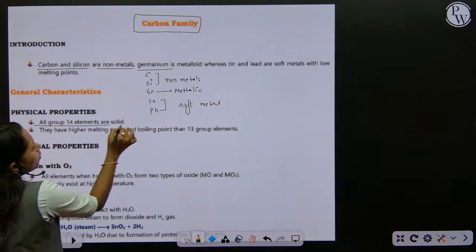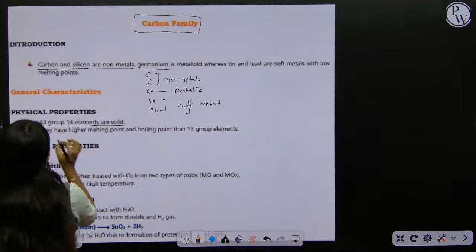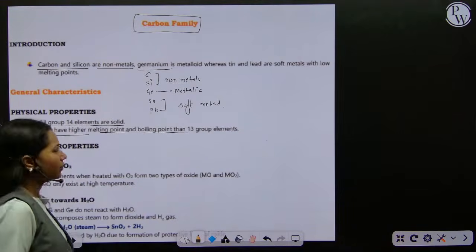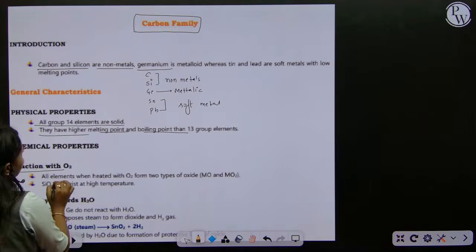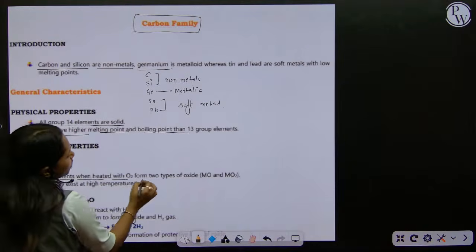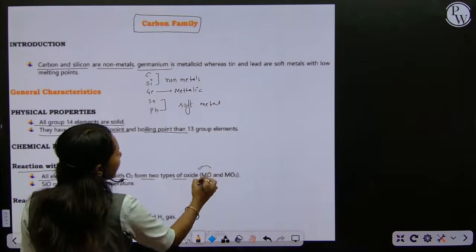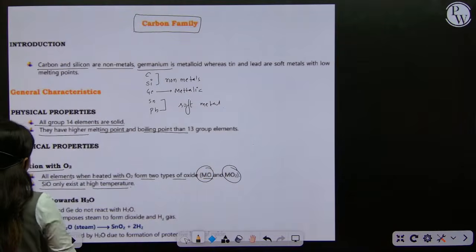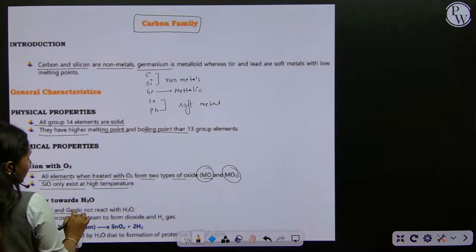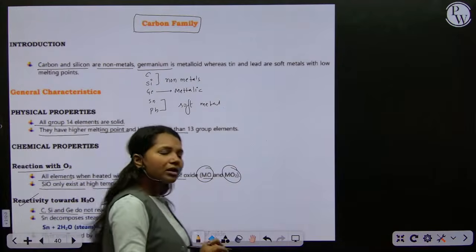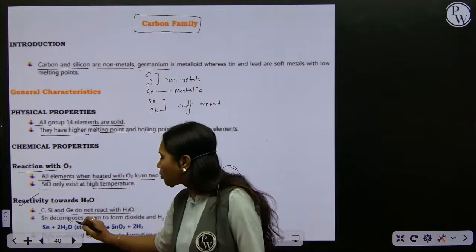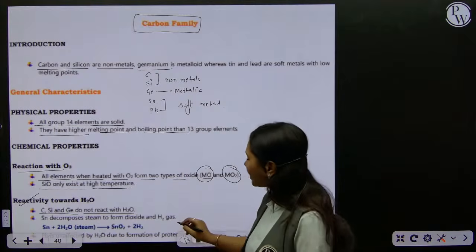All group 14 elements are solid. They have higher melting and boiling points than group 13 elements. Reaction with O2: all elements when heated with O2 form two types of oxide, MO and MO2. SiO only exists at high temperature. Carbon, silicon and germanium do not react with water. Tin decomposes steam to form SnO2 and H2 gas.